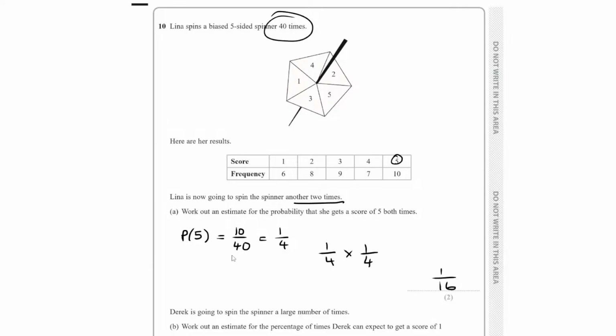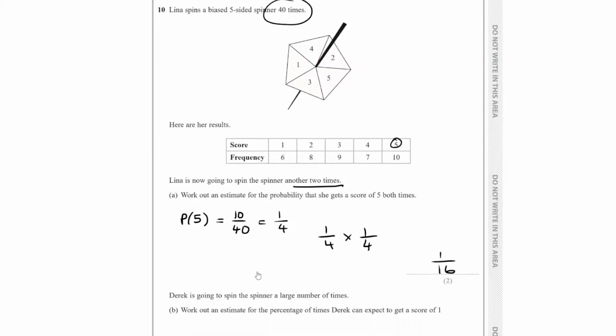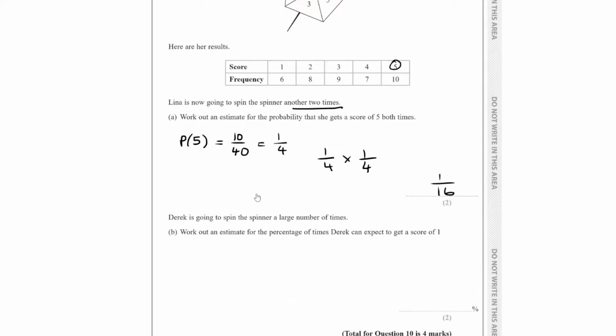You could do 10 over 40 times 10 over 40 if you want, but I would probably simplify it so it's a smaller number to deal with. So you should get 1/16 there. Quarter times a quarter. It's not add, it's times, because we're saying 5 and 5, which is the and rule, which means multiply.